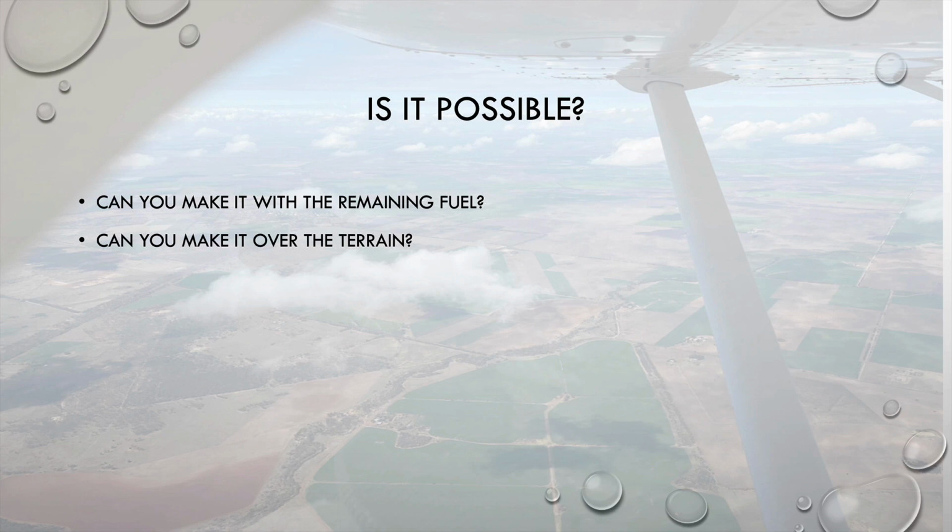Can you make it over the terrain? If you're diverting due to weather and the line you've drawn on your map, right at the far end of it is a 4,000 foot point and you've already worked out the clouds are at 2,500, you probably can't make it over the terrain. Doesn't apply so much around this area, but if you're down south somewhere, you might have a 6,000 or 7,000 foot terrain you've got to get over. You've got icing to worry about. Can you physically do it?